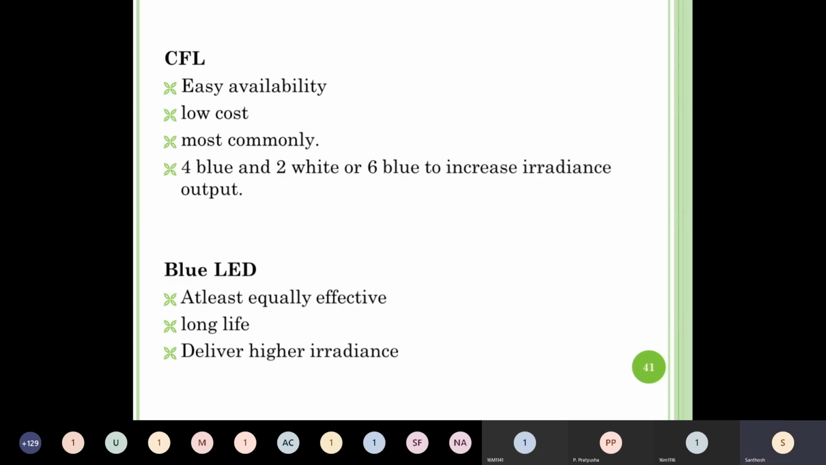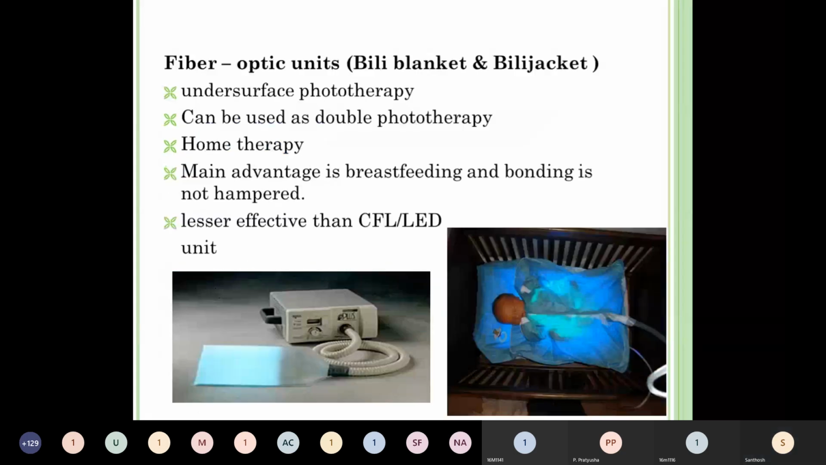Coming to the CFL, that is fluorescent lamps, they are easily available, low cost, and most commonly used in most peripheral settings, where 4 blue lights and 2 white lights are available. Next, the LED, which I told you is effective. See, this is the Billy blanket. This is a fiber optic unit, the Billy blanket. The main advantage is that continuous breastfeeding can be done, bonding is not hampered, and home therapy can be used with this.